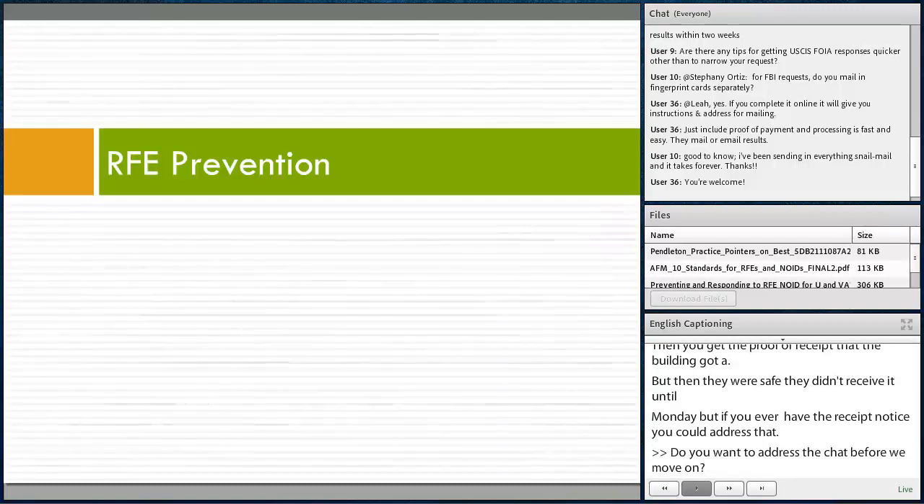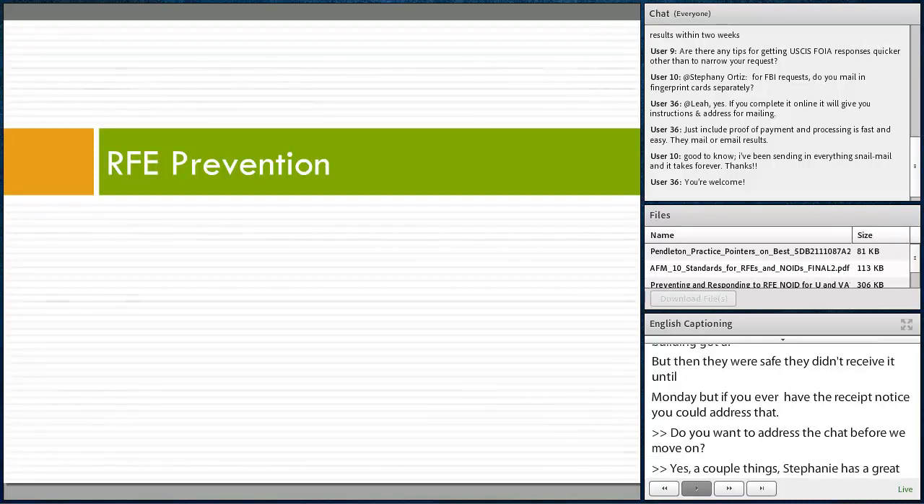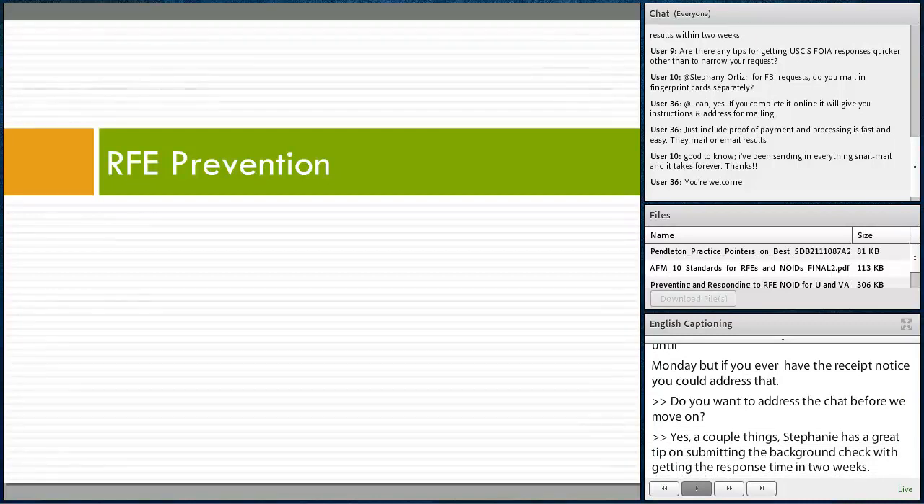Yeah, so a couple of things here. Stephanie has a great tip on submitting FBI background check requests to get a response time in only 2 weeks, which is pretty remarkable. Wow. Yeah. And also there's a question in here on getting USCIS FOIA responses quicker other than to narrow your request.